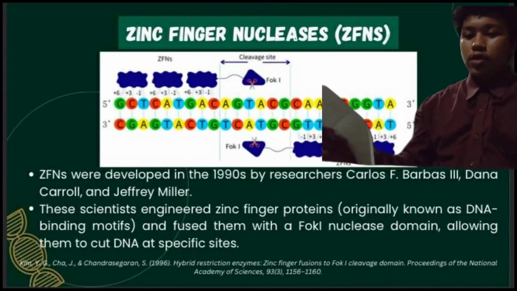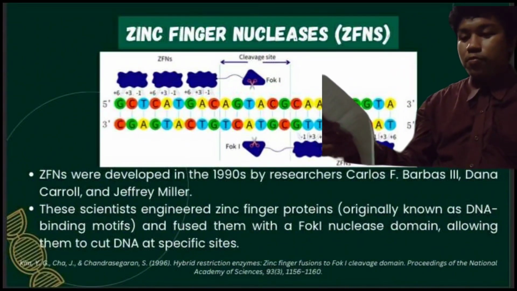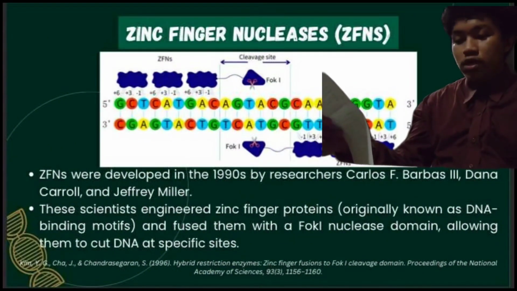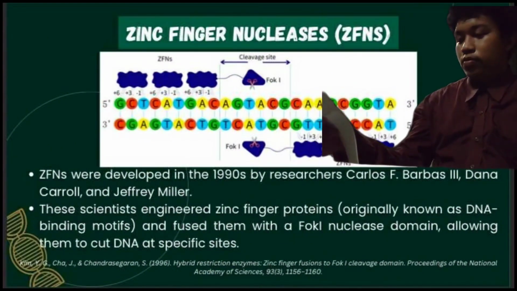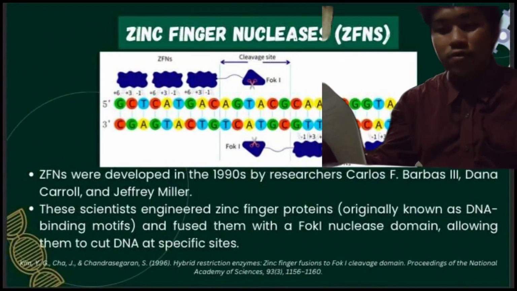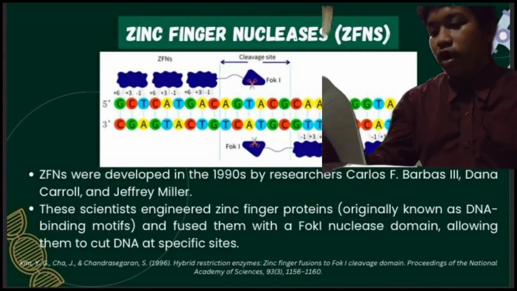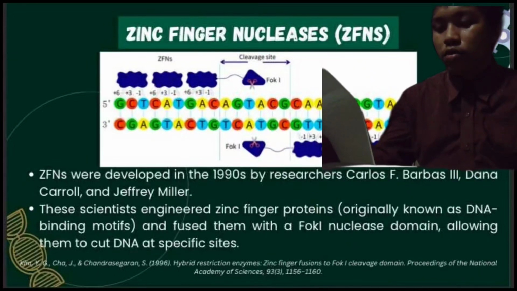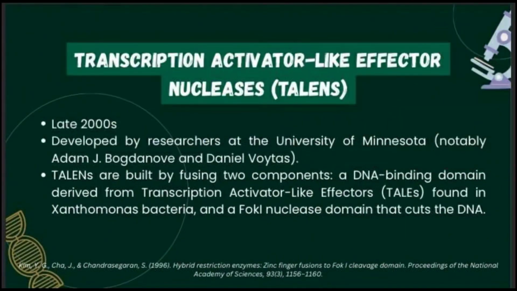Zinc finger nucleases (ZFNs) were developed in the 1990s by researchers Carlos F. Barbas III, Dana Carroll, and Jeffrey Miller. These scientists engineered zinc finger proteins, originally known as DNA binding motifs, and fused them with the FokI nuclease domain, allowing them to cut DNA at specific sites.